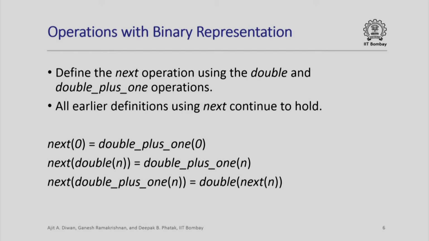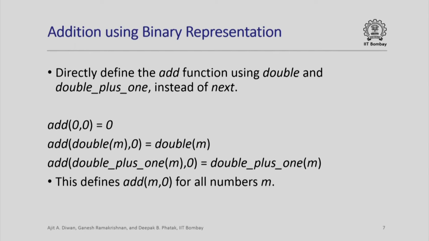And next of double plus 1 n will be double of next of n. So, you add 1 to n and double it, that is like finding next of doubling n, adding 1 and then taking its next. So, once next is defined in terms of these two operations, we can define all other operations in terms of these, as we had done previously.